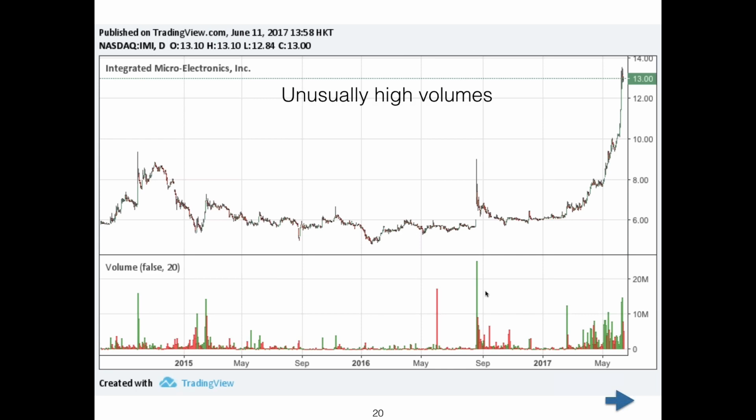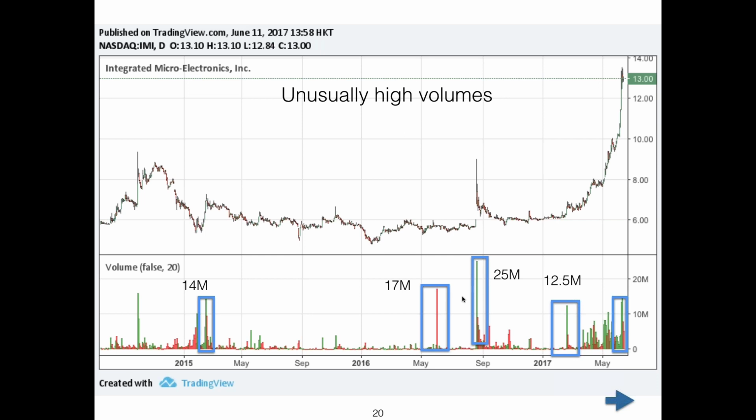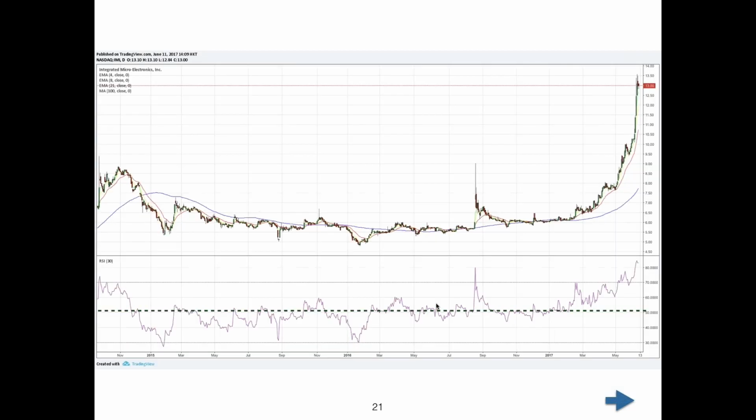Let's try to find these signals on the IMI chart prior to its parabolic move. 2 years prior to its move, volumes had been increasing from the average daily volume of less than 1 million to more than 10 million, and then a huge traded volume of 25 million shares as it attempted to break its previous high. However, this failed. These unusually high volumes are already a sign that the market is getting interested in IMI.